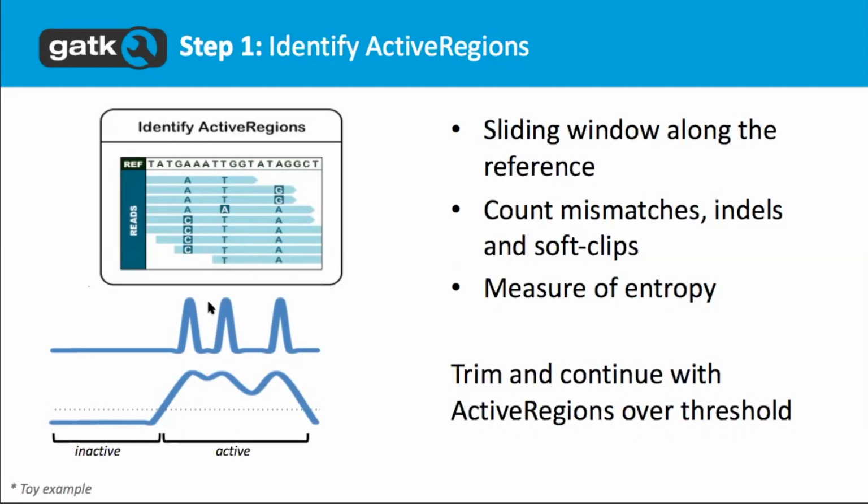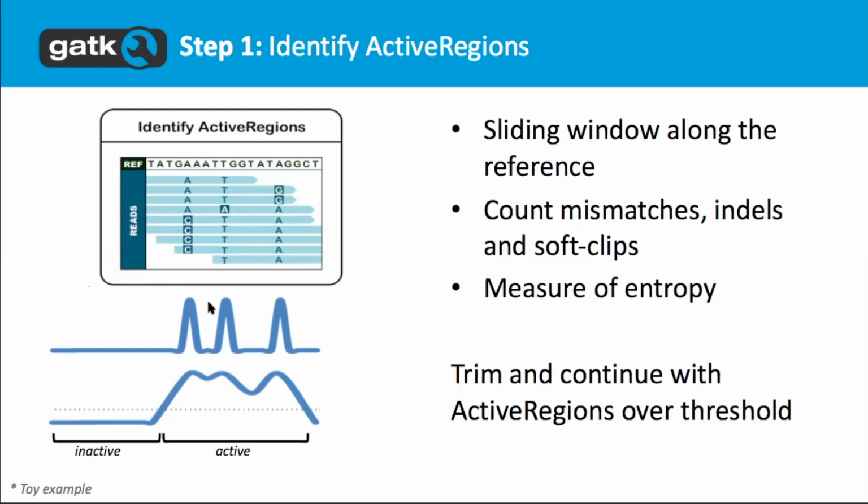Does everybody remember what soft clips are? Does anybody know? Soft clips? Yes, no? Soft clips are when the aligner, the mapper that aligns the reads to the reference, is aligning your reads, and then at some point decides, I don't know how to reattach this sequence back to the reference. This doesn't make sense. This is too different from the sequence.